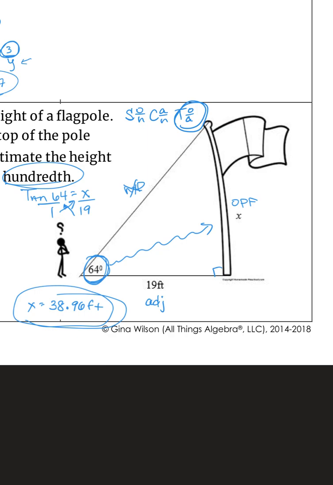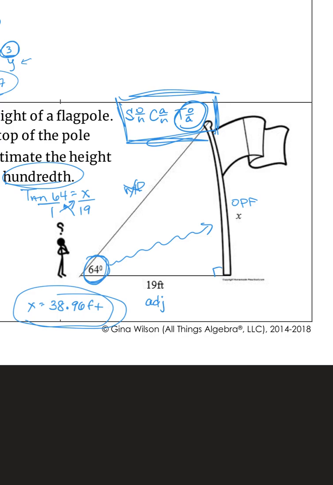So that should walk you through everything. The biggest thing is making sure you know what side is opposite, what side is adjacent, and what side is hypotenuse. And then using your some old hippie statement here to figure out which sine, cosine, or tangent you need based on the sides that you were given.